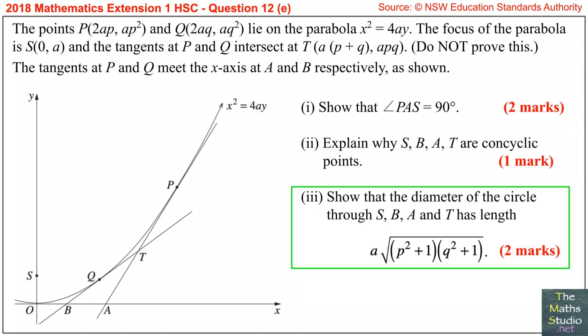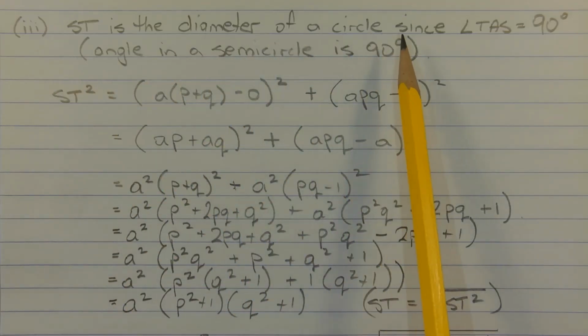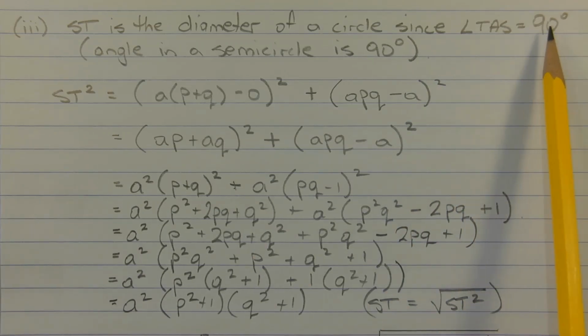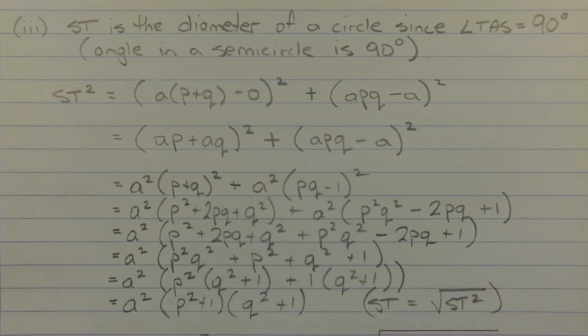Part 3. Show that the diameter of the circle through S, B, A and T has length a times the square root of (p squared plus 1) times (q squared plus 1). ST is the diameter of a circle since angle TAS, or angle TBS for that matter, equals 90 degrees. And the reason is angle in a semicircle is 90 degrees.